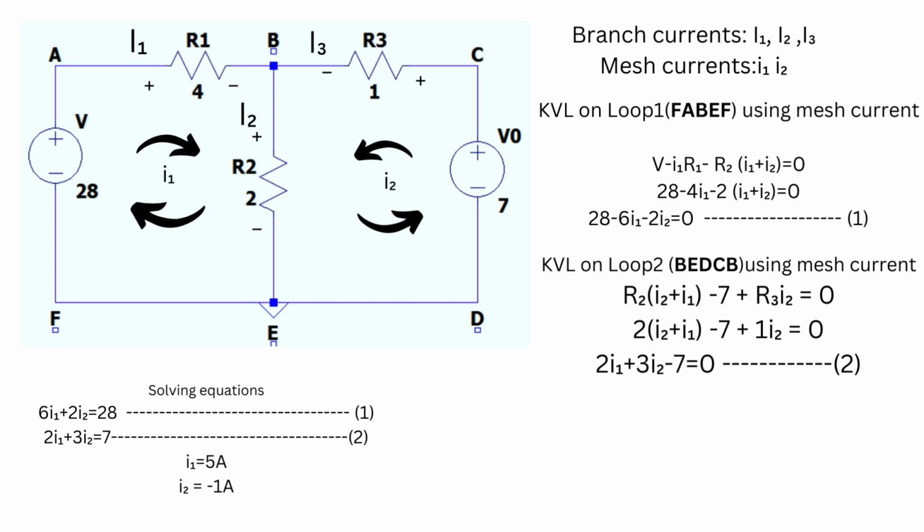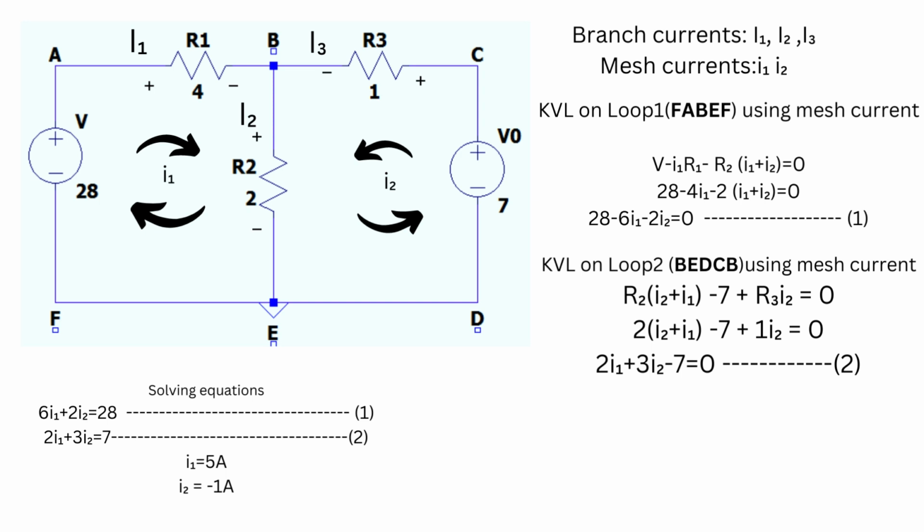And KVL on loop 2: the current I2 is anti-clockwise, so just the opposite, you take minus V2, then plus R2 (I2 plus I1) and plus R3 I2. Now using the two equations, you find the values of the loop currents: I1 is 5 ampere and I2 is minus 2 ampere.